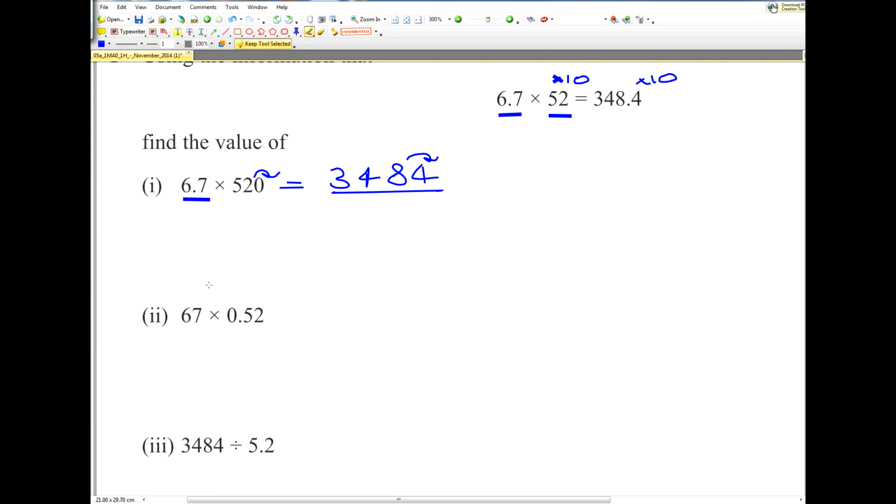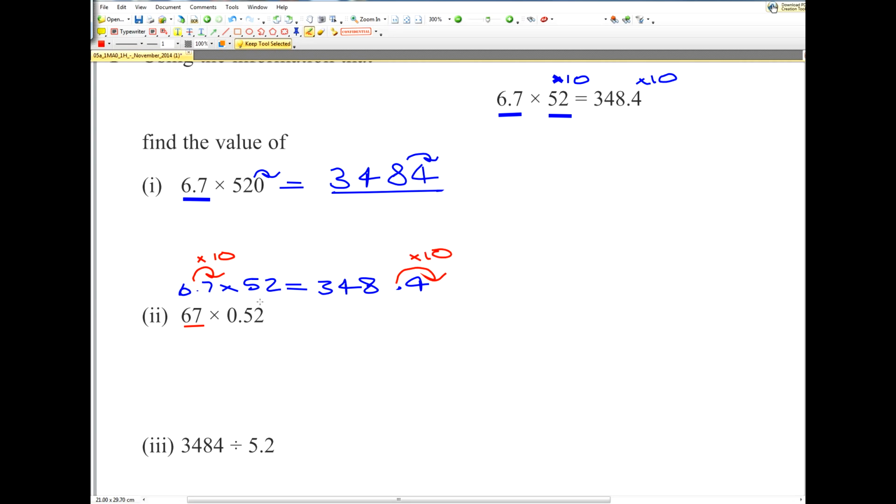Now let's have a look at the next question. So let's write down the original question above it. So the original question was 6.7 times by 52 is equal to 348. Well, that's the original question. Now let's have a look how our question changed compared to the original one. So now 6.7 became 67. So we made the first part of the question 10 times bigger. That makes our answer 10 times bigger.